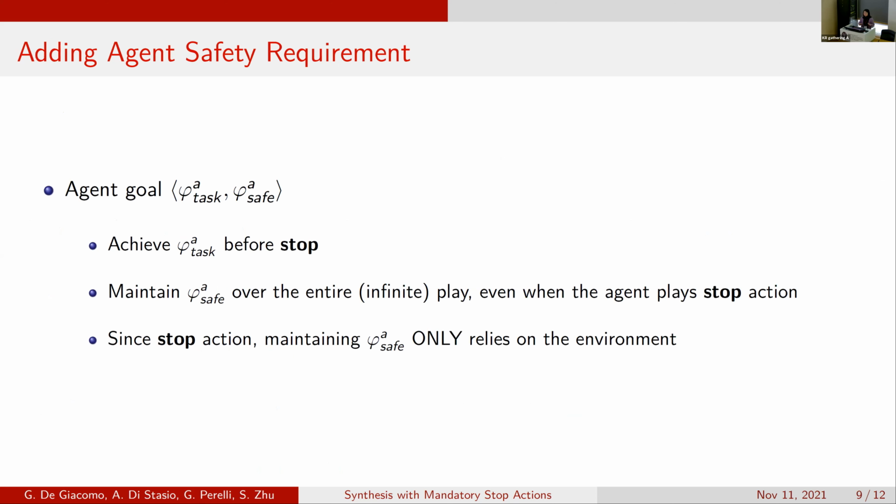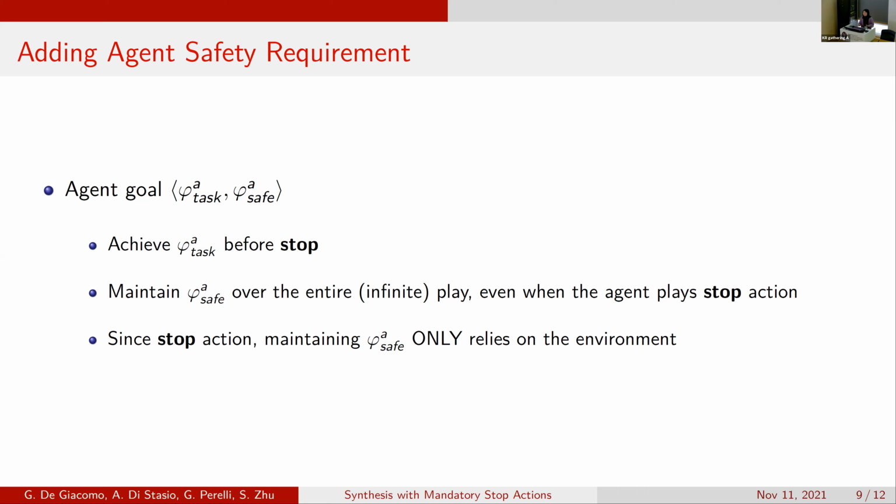So the second part of our work is, okay, now we're not satisfied with just having the agent task. We want to have the agent's safety requirement. Now the goal is enriched, and it consists of the task and the agent safety. So this requires the agent to achieve its task before the stop action, and also to maintain the agent safety over the entire play, which is actually infinite, even after the agent plays the stop action.